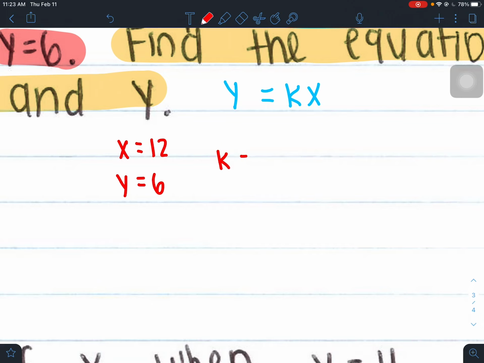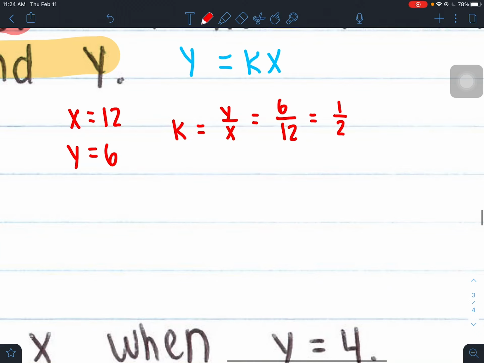So the first thing I'm going to do is calculate k. Remember, k is y divided by x. So in this case, that's 6 divided by 12, which is 1/2. Okay, that's our k value. Then that's our equation. Our equation is going to be y equals 1/2 x.